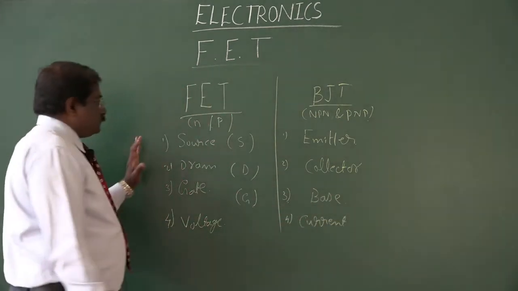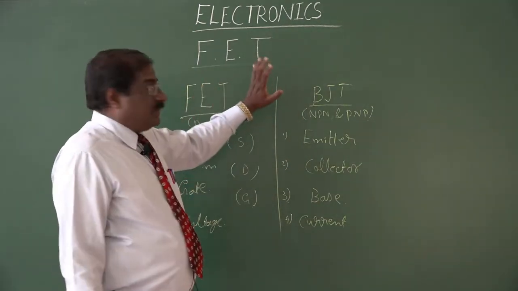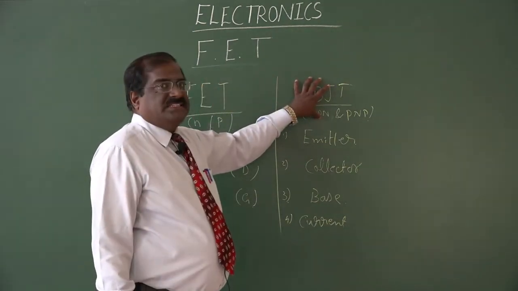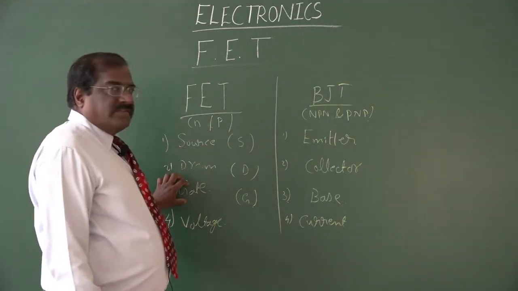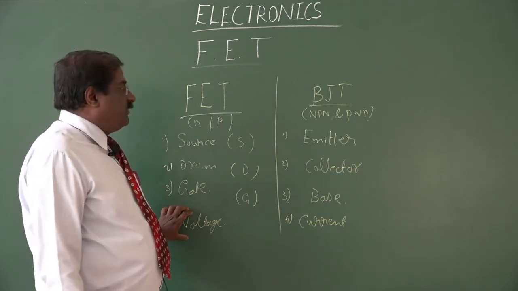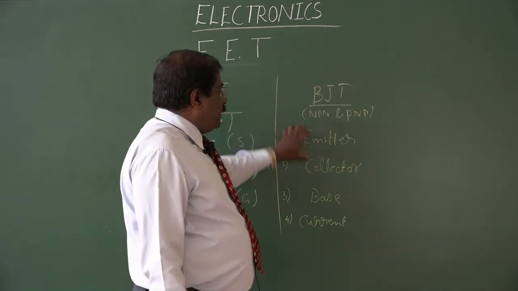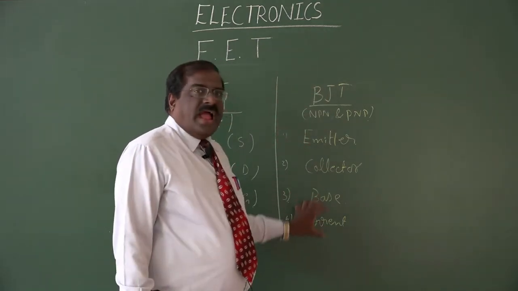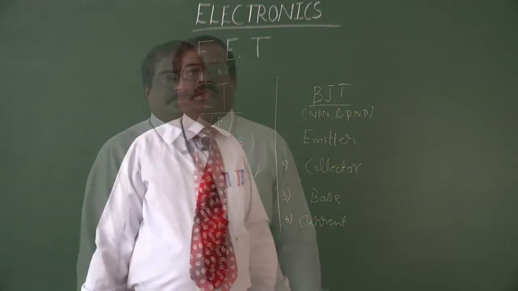Once more I will tell you, this is the comparison of the FET and BJT. Source, drain, gate are the terminals of the FET, and it is a voltage controlled device. In the case of a bipolar junction transistor, the terminals are emitter, collector, base, and it is a current controlled device.